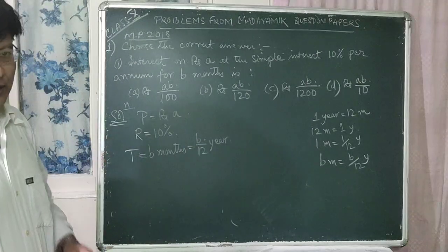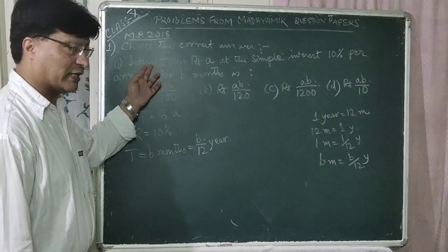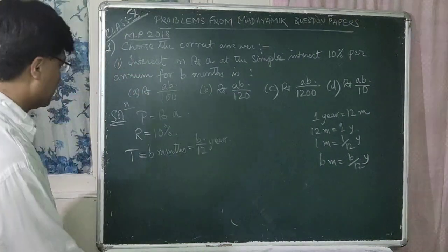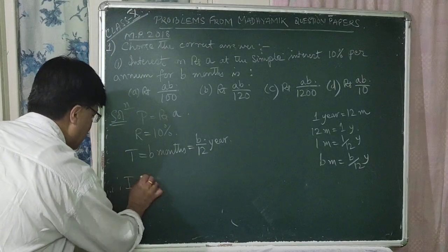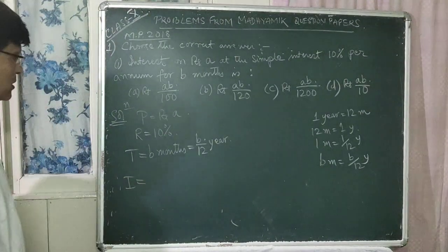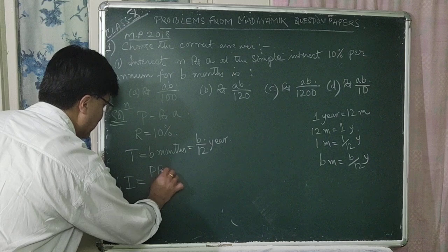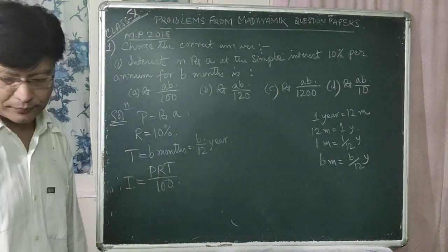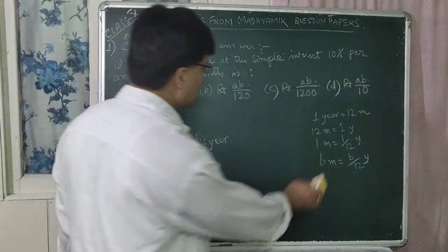So this is the time. Now you have to calculate the interest. Which is the correct interest out here? Let us calculate it. What is the formula for interest? I is equal to PRT upon 100. Right? So let us find out the interest now.